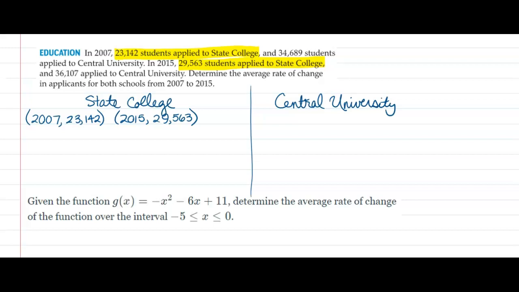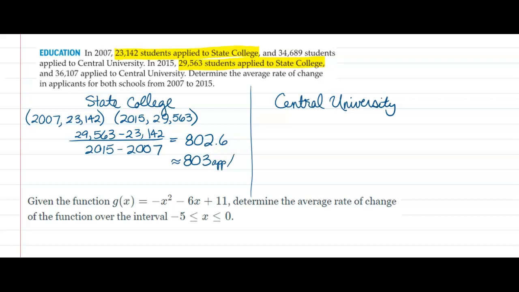So now, if I want to talk about the change in applicants, I can say that we have 29,563 in 2015 versus 23,142 in 2007. Again, that was from 2015 to 2007. And when I subtract these, I get approximately 802.6 applicants a year. Since we're talking about people, it would make better sense to say approximately 803 applicants per year.